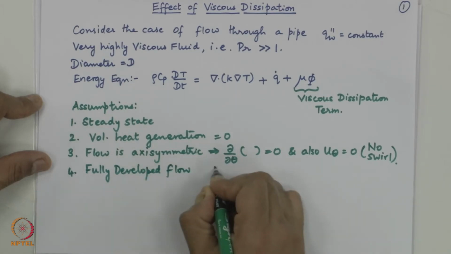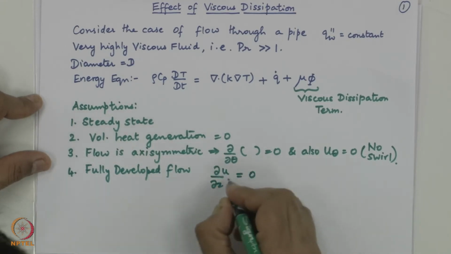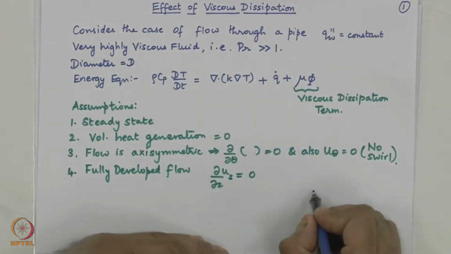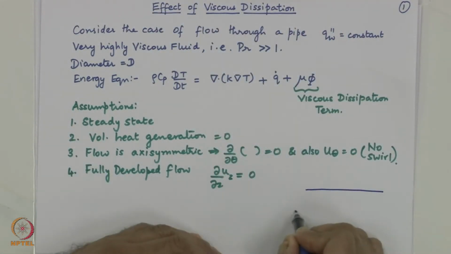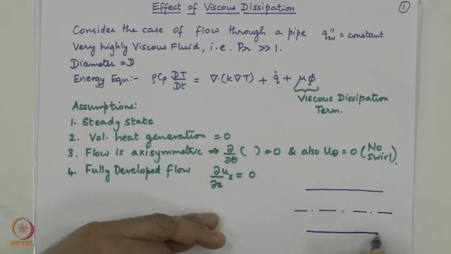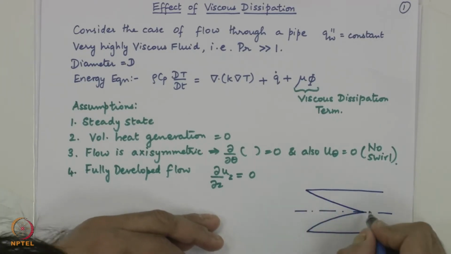That means d by dz of u is equal to 0. You can use the subscript z. It would be pertinent to draw the pipe like this. This is the center line and this is the flow. We are talking of a situation where the boundary layers merge.